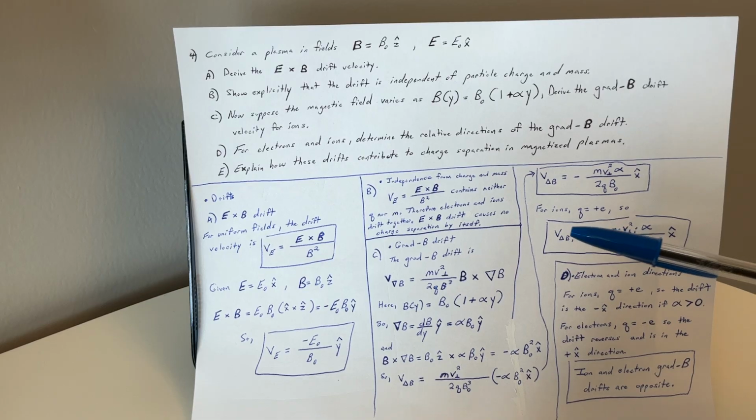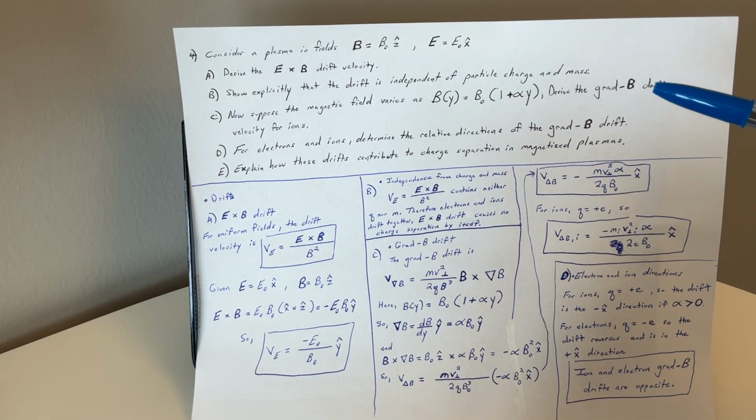So what we could say here is, for our grad B drift velocity in ions, we're going to wind up with negative m sub i v perpendicular squared, alpha over 2 e B naught, x hat.